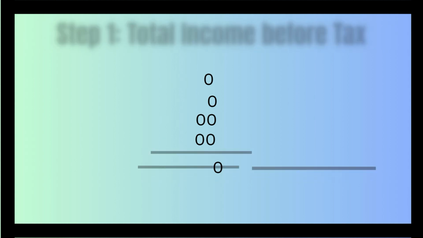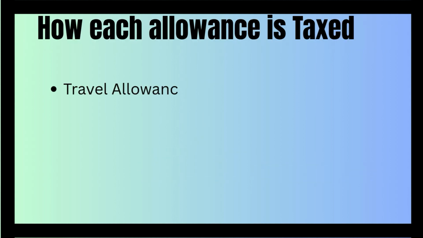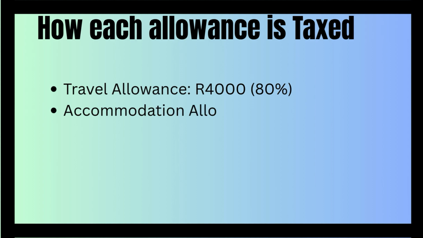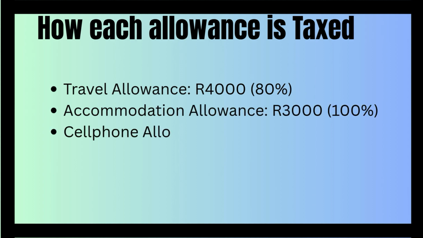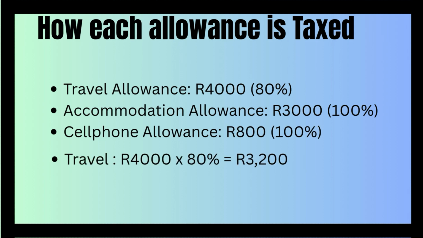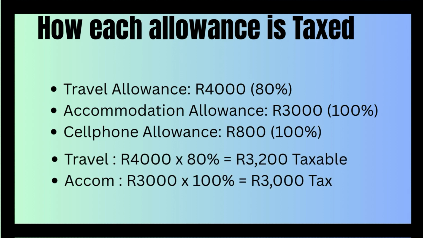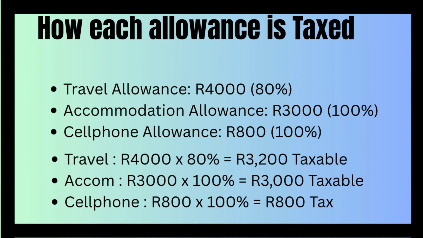The next step is to know how each allowance is taxed. So in South Africa, 80% of a fixed travel allowance is subjected to PAYE. So they do not tax 100% of your travel allowance. They assume that you use your car for personal use partially, so that's why it's at 80%. So the thing to note here is when you're filing an income tax return, the final taxable amount is determined based on your accurate log sheet.